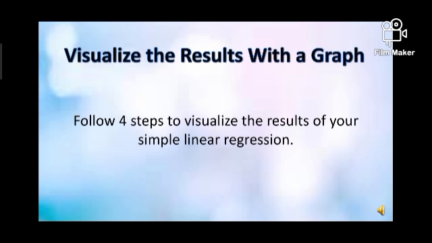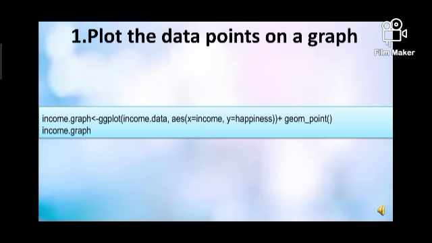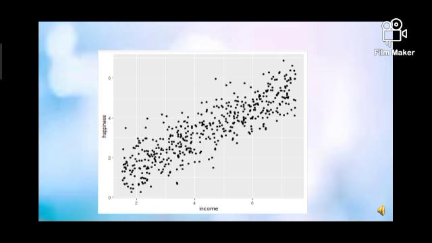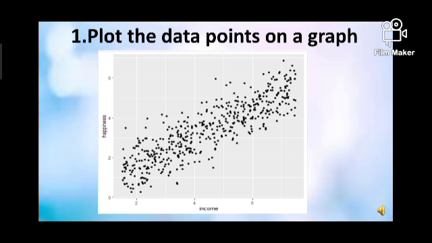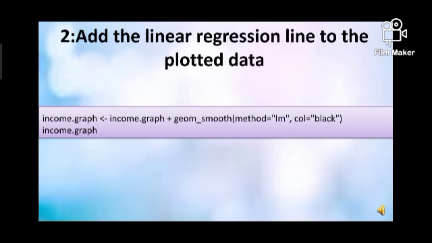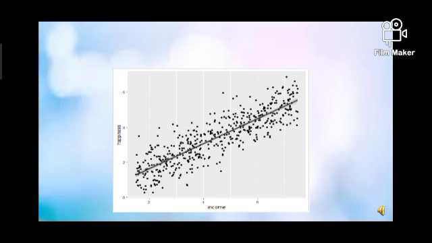So there are four steps to visualize. The first step is to plot the data points on a graph, and with the code given below, we will get this scatter plot as a result. Now we have plotted the data into a graph. The second step is to add the regression line to the plotted data. Here we use geom_smooth, typing lm as the method for creating the line. This will add the line of regression as well as the standard error of the estimate as the dark black line as shown in this figure.